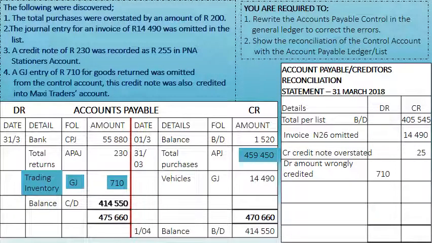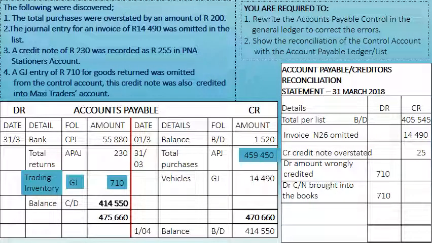The second entry will be now to capture the credit note on the debit side. We will therefore debit the credit note on the reconciliation and show it as being a credit note that is brought into the books. And on the debit side, we will show this amount of the credit note, which is 710.